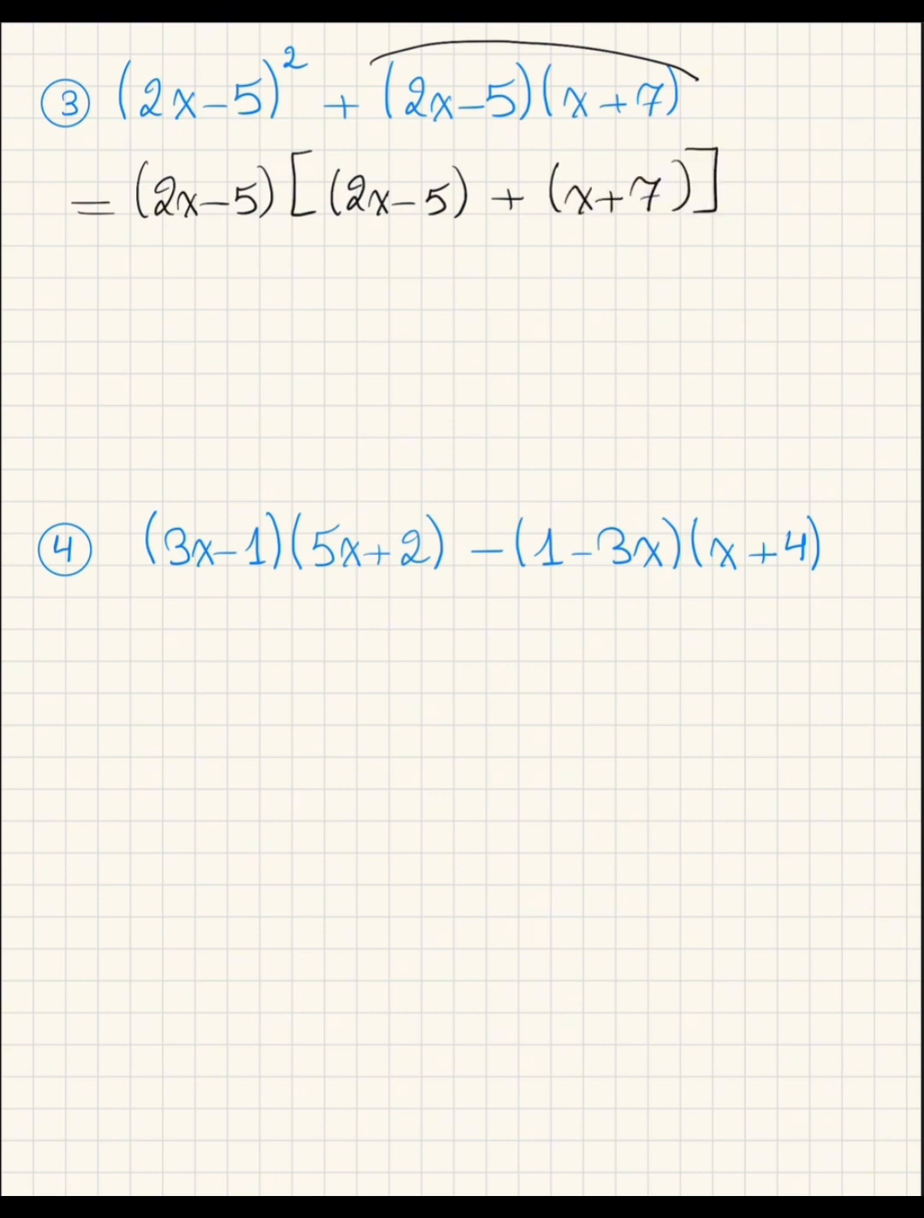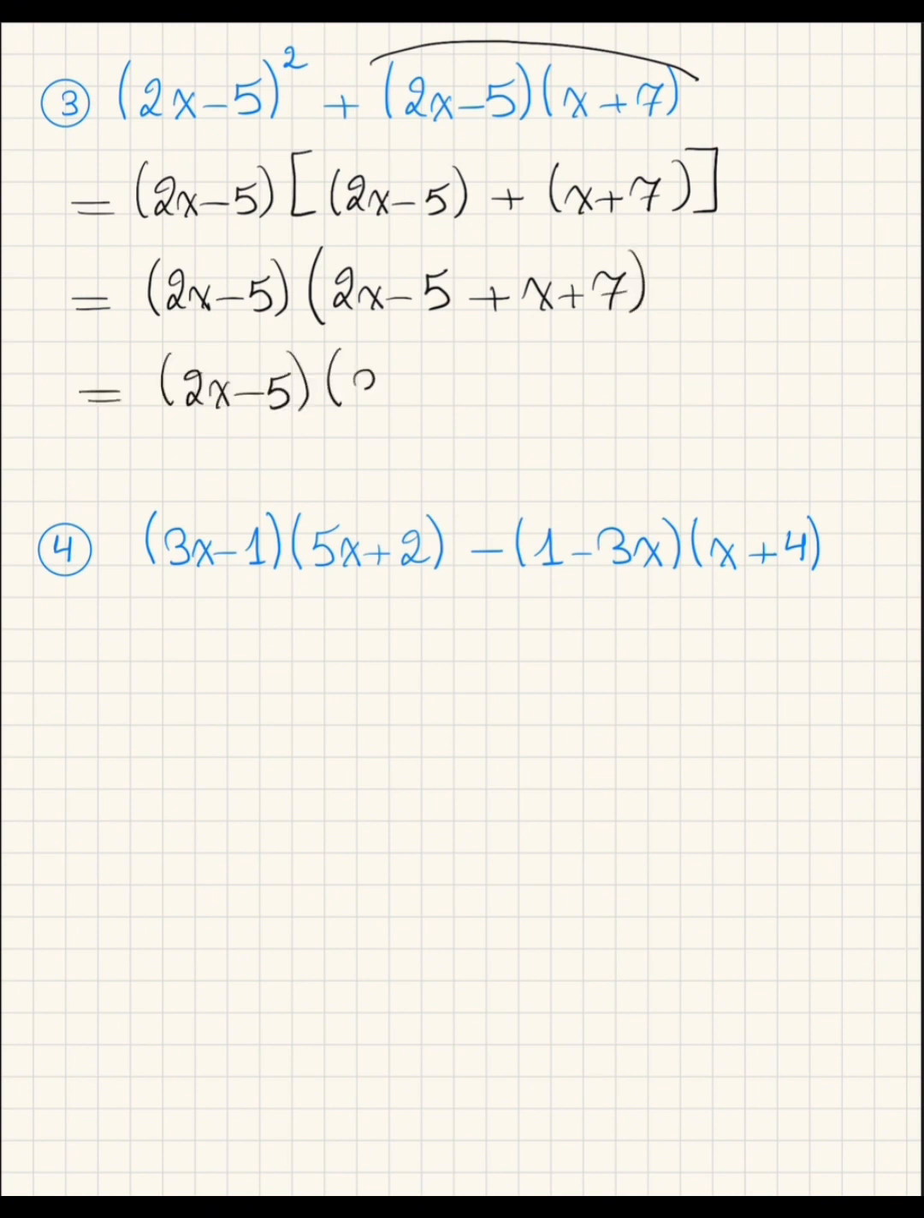Do I stop here? No. I have to simplify the expression inside. So I copy the 2x minus 5, and in the other parentheses we have 2x minus 5 plus x plus 7. I add and end up with 3x plus 2.